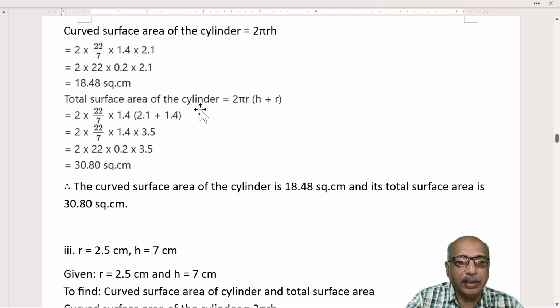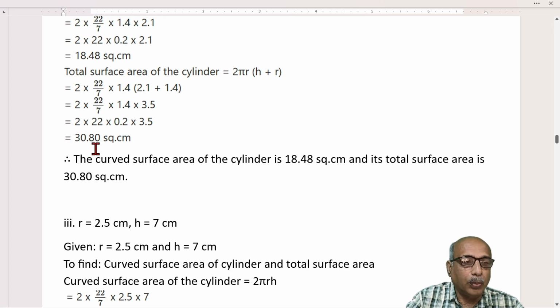Total surface area of the cylinder, the formula is 2 pi r in bracket h plus r. Substitute the values and now you know how to calculate. You will get the answer 30.80 square centimeter. Therefore, the curved surface area of the cylinder is 18.48 square centimeter and its total surface area is 30.80 square centimeter.